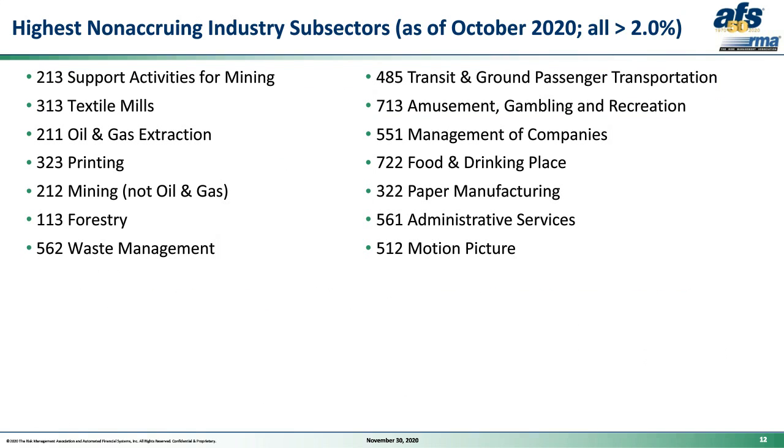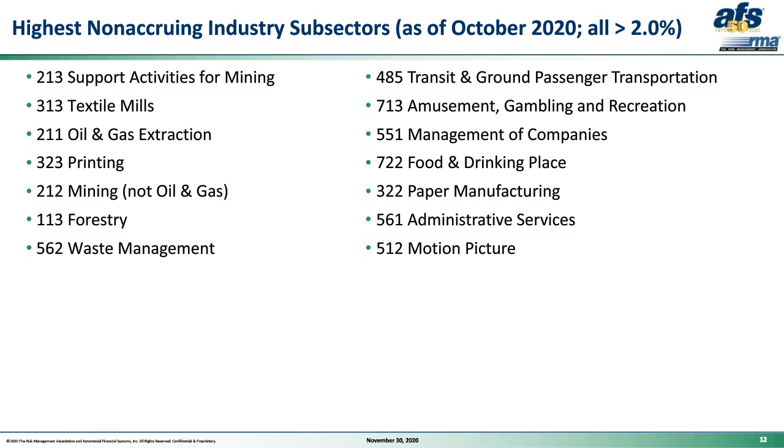So here's one last look at non-accruals by industry, now at the 3-digit NAICS level. These 14 subsectors have the highest non-accruing rates as of October 2020. All of them have a non-accrual rate north of 2% and top out at 19% for 213 support activities for mining. Now, many of these have already been mentioned in the previous slides.